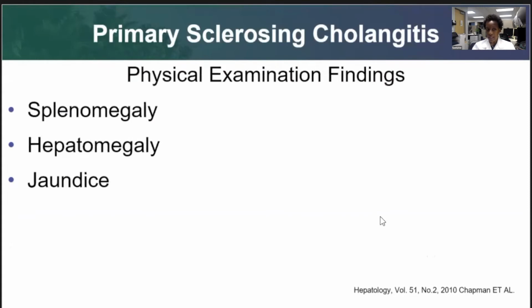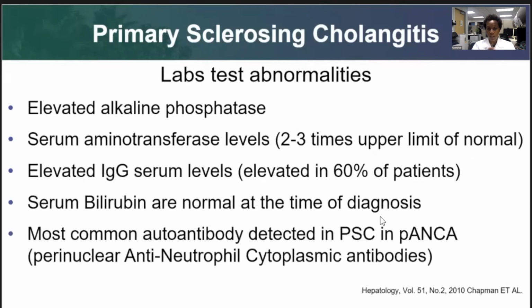On physical exam, splenomegaly, hepatomegaly, and jaundice are the findings that you'll have. Now, here we talk about the lab test abnormalities. I already said elevated alkaline phos, serum elevations in the aminotransferases, that's AST and ALT, up to 2 to 3 times the upper limit of normal. Patients can also have elevated IgGs, and that's about in 60% of the patients. And for some of the patients, the bili is normal at the time of diagnosis.